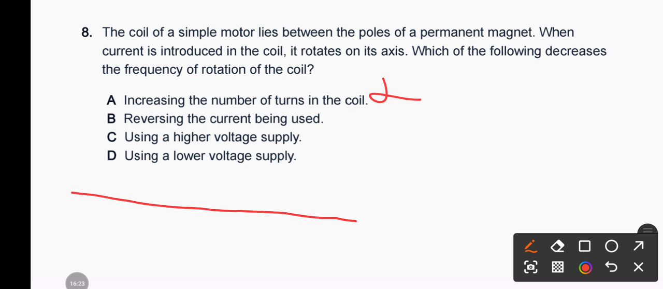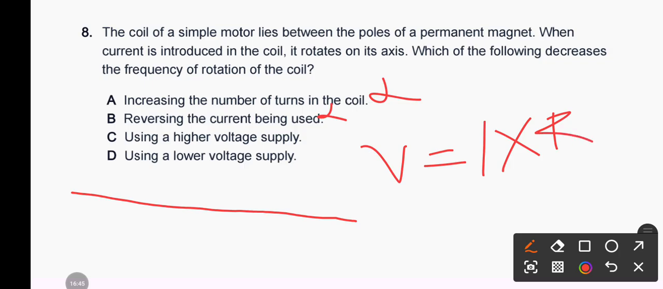Option B says reversing the current being used. If we reverse the direction of the current being used, there is no impact on the frequency of rotation here. Therefore, option B is also incorrect. Option C says using a high voltage supply. Remember, voltage is equal to I times R. If resistance is constant here, an increase in voltage will give an increase in current.